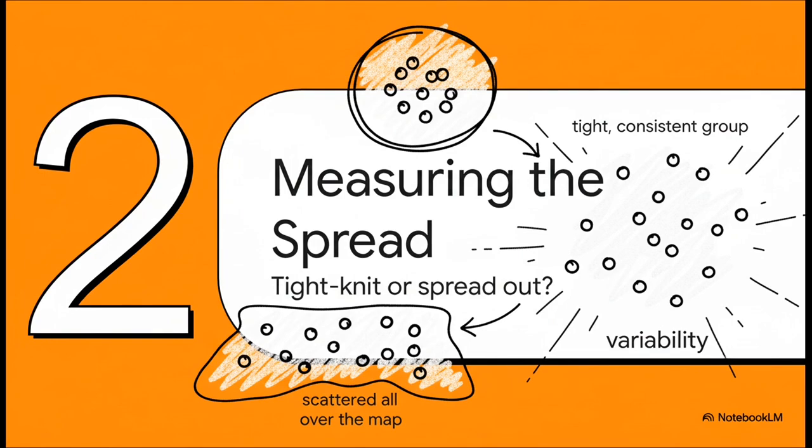Okay, so we've found the center. But honestly, that's only half the story. Our next clue is to figure out the data's personality. Is it a tight, consistent group where all the numbers are pretty close? Or are the values just scattered all over the map? This is what we call measuring the spread, or the variability.